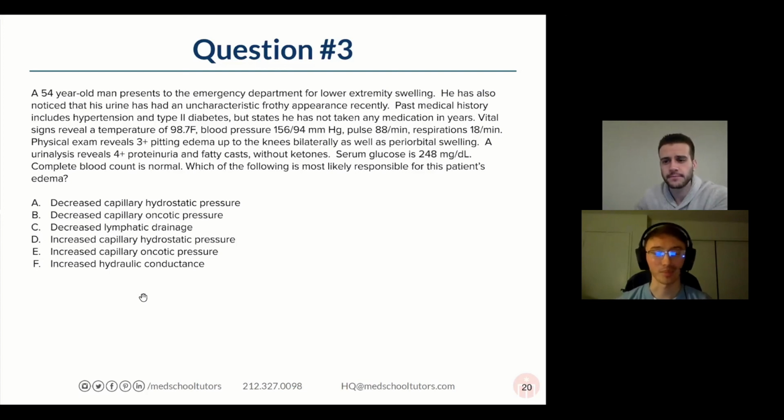No, I think that was great. People jumped right on it, caught right onto that type 2 diabetes that's been untreated for however long, and the likelihood of that resulting in nephrotic syndrome. Love it.